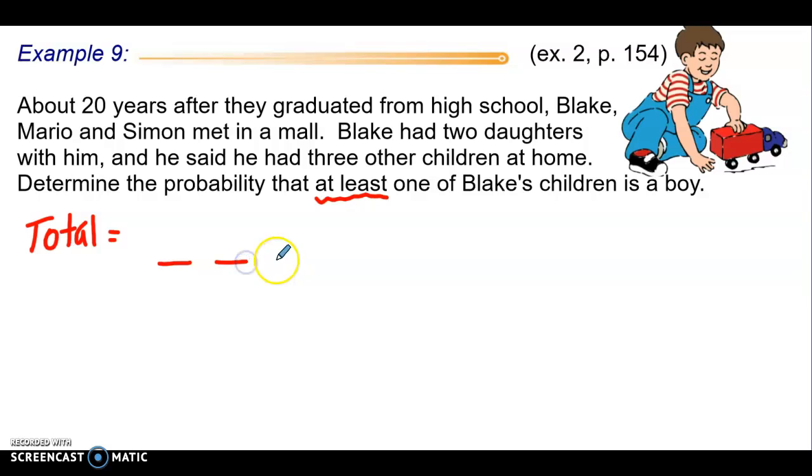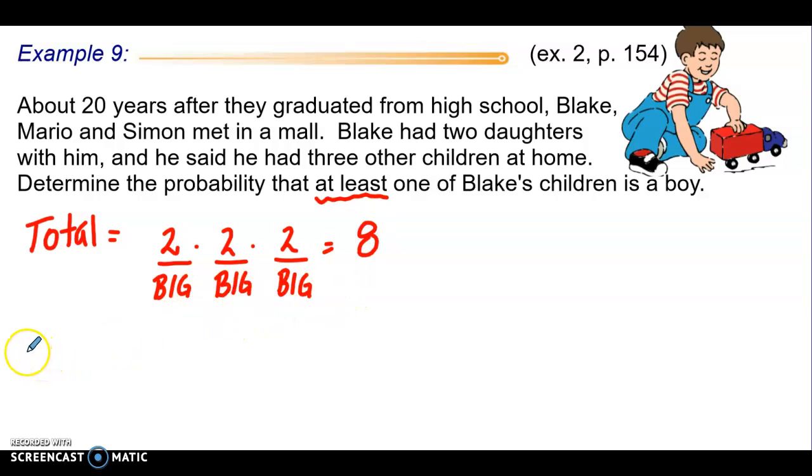He has 3 children at home. The first child can be a boy or a girl. There are 2 ways. The second child can be a boy or a girl. And the third child can be a boy or a girl. There are 8 possible total outcomes. Looking at our favorable outcomes, we want at least one of those children to be a boy.